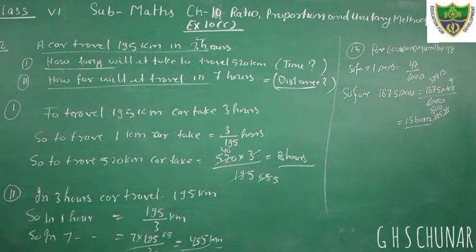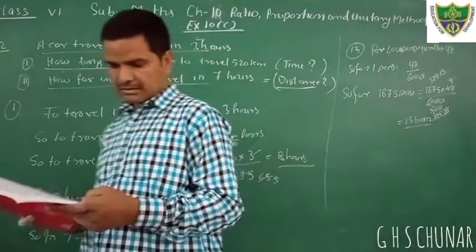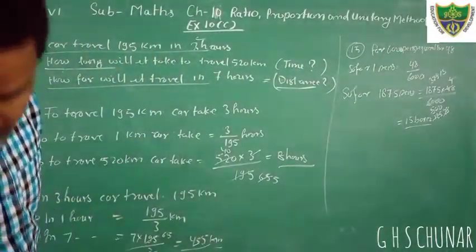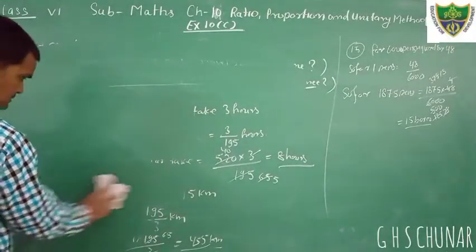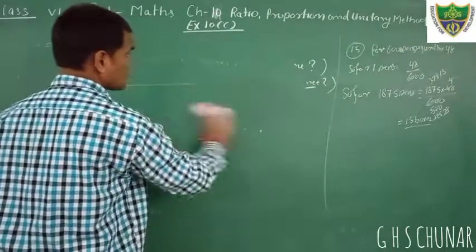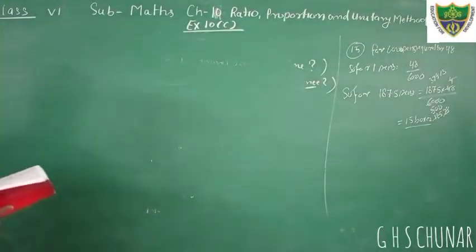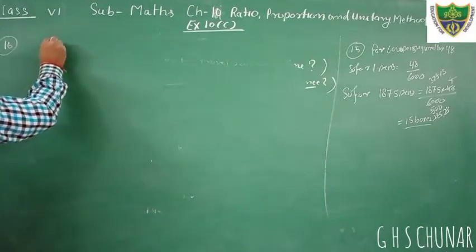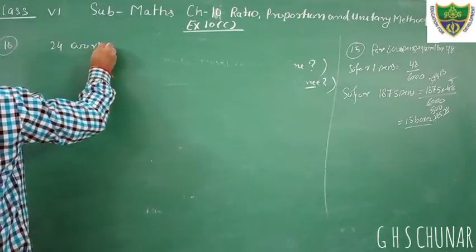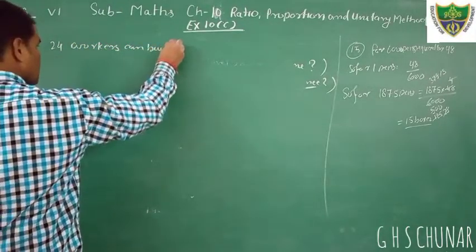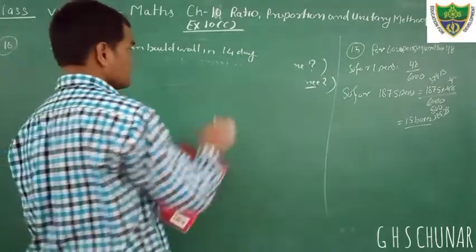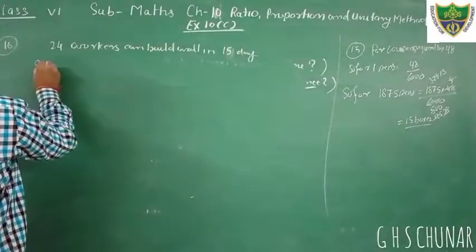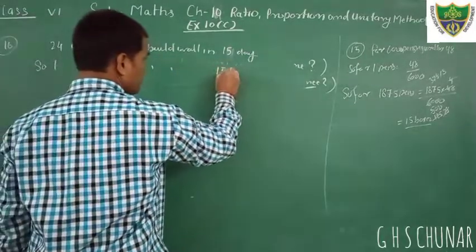Now we solve one more question, from questions 16, 17, 18, 19. We will solve one question, and the rest you will solve. Now we take question number 16. 20 workers can build a wall in 15 days. 24 workers can build a wall in 15 days. So 1 worker can build the wall in 15 into 24.